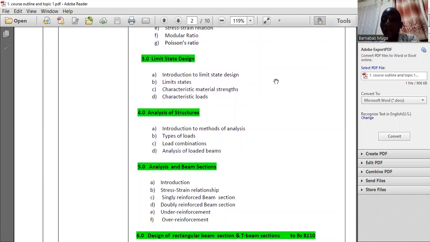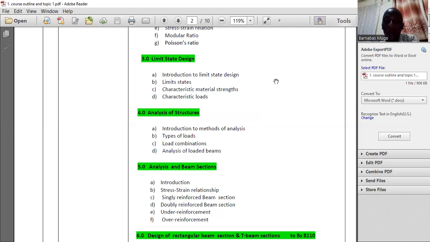And when we are looking at the limit state design, we are going to look at the introduction to limit state design. That is, we are going to know that there are two types of design. One is the serviceability limit state, and the other one is the ultimate limit state. We are going to look at each one of them.